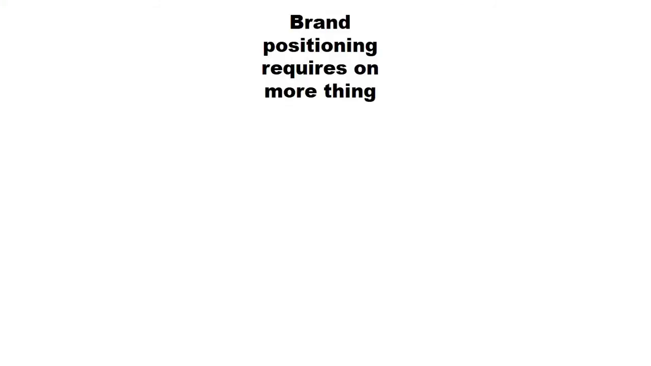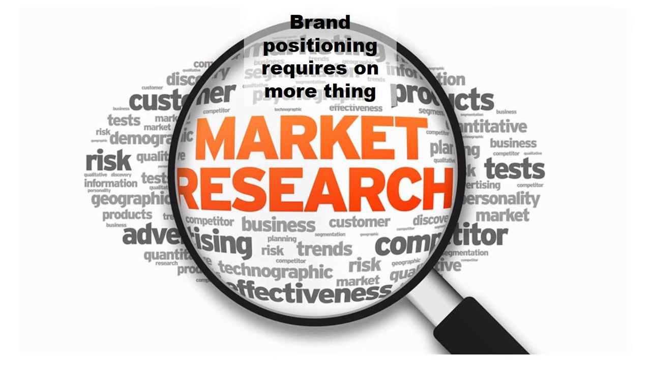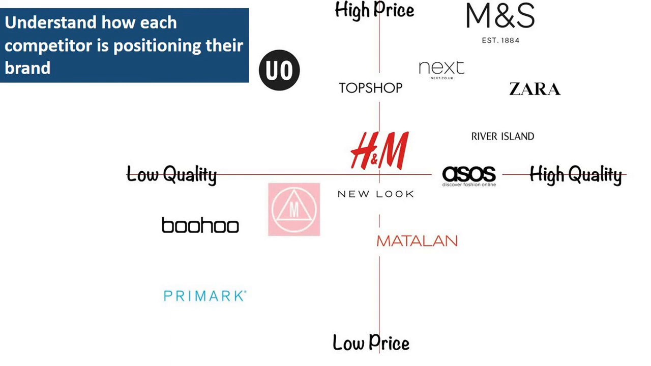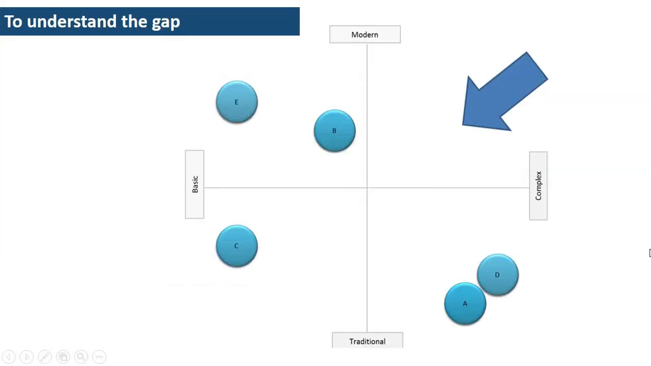Brand positioning requires one more thing, which is market research. We do it to understand competitors, the kind of market that you are getting into, and who your competitors are. Then only would you start making a brand positioning map. Then understand how each competitor is positioned in the brand positioning map, and also understand the gap. In the brand positioning map, you will understand the gap, and there are higher possibilities to become successful if you launch your label in the gap.